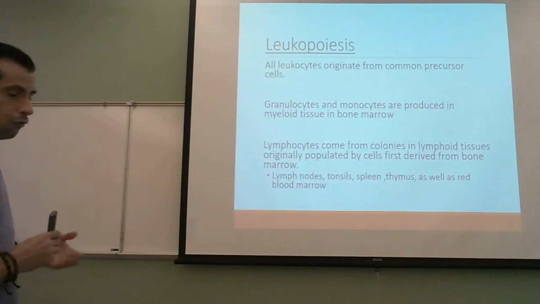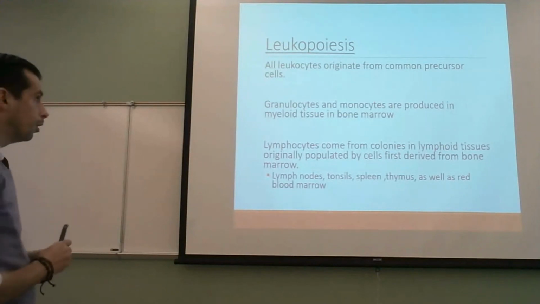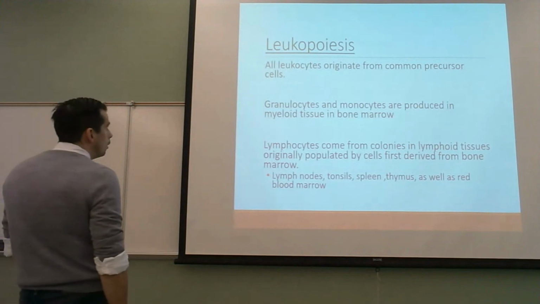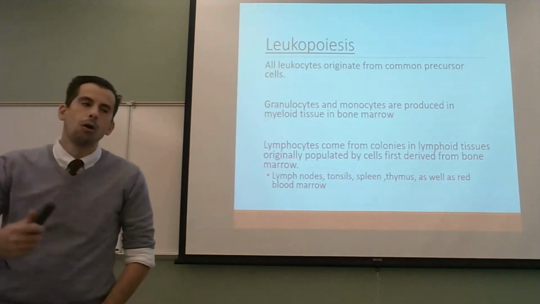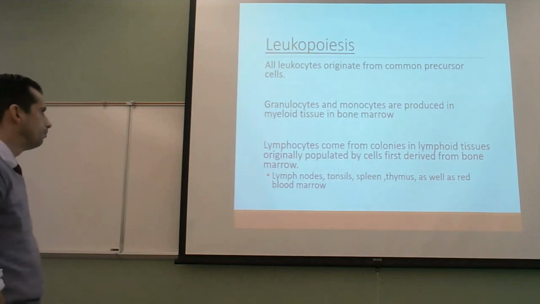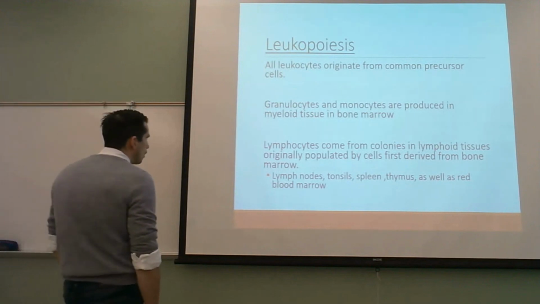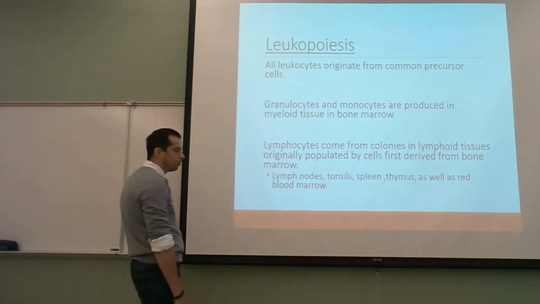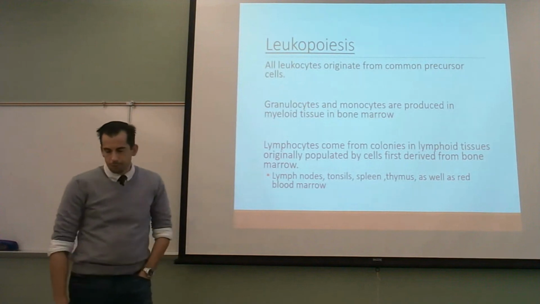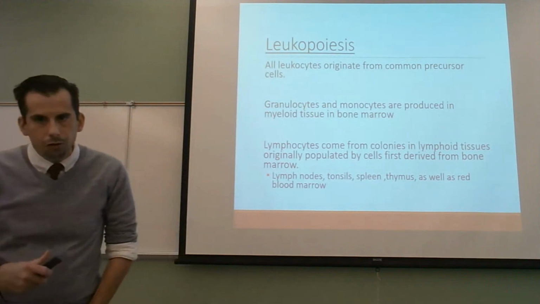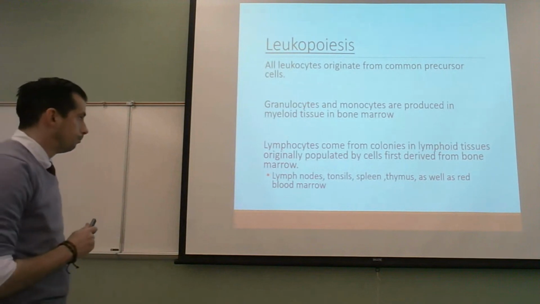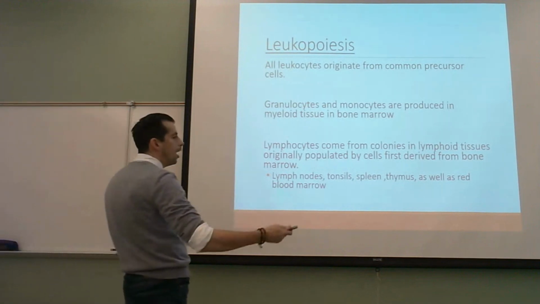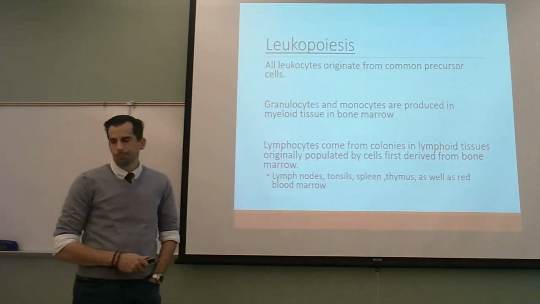Leukopoiesis, white blood cell production. Of course, we're talking about the full spectrum of white blood cells here. They're still going to originate from a common precursor cell, that hemocytoblast. We will tend to see the granulocytes, remember the neutrophils, the eosinophils, the basophils, and the monocytes are going to be produced in the myeloid tissue. The myeloid tissue is going to be found in the bone marrow.